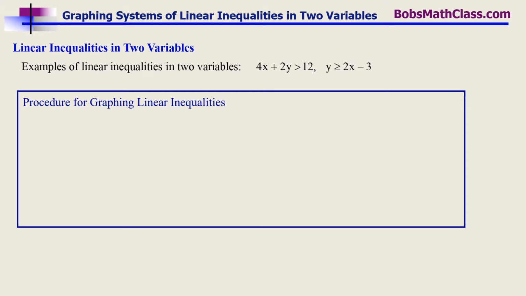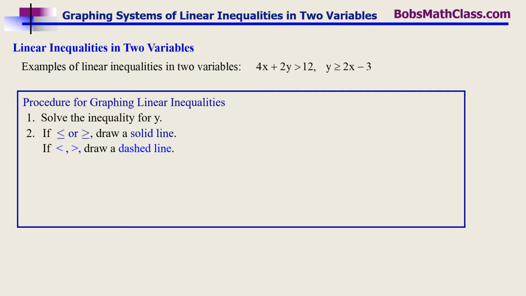First thing is, and keep in mind there's different methods, so this is just one method. The first step is to solve the inequality for y. Okay, if there's not a y, we'll talk about that in a little bit. But first step is to get y by itself. If it's a less than or equal to, or greater than or equal to, then you're going to draw a solid line. So if it's got that line underneath the inequality, it's solid. And if it's less than or greater than, a dashed line. So equals, solid, no equals, dashed.